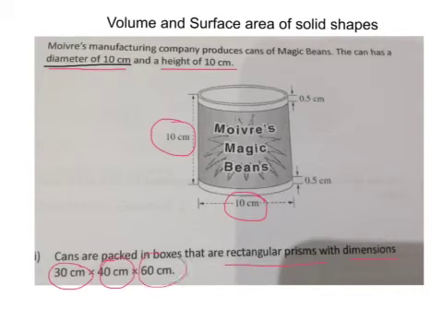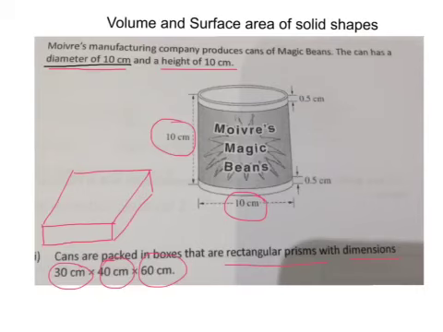Now, some students might miss the word dimensions, but they've been taught that dimensions are the height, length, and width, or could be the depth. So if we're looking at this rectangular prism and putting the information there, we could put the 60 on the side, I mean the front, and we could take that as 40 and the height as 30.